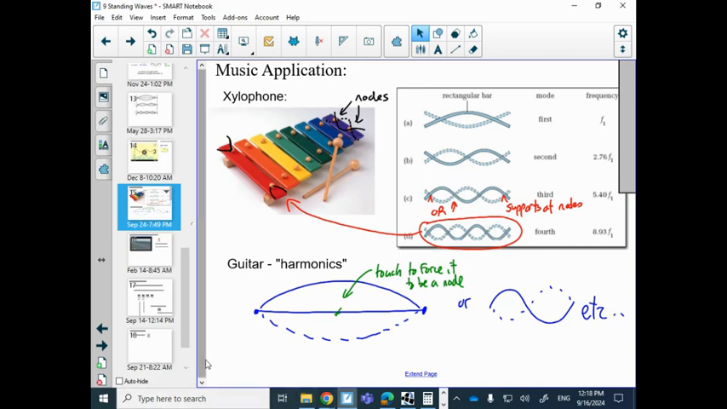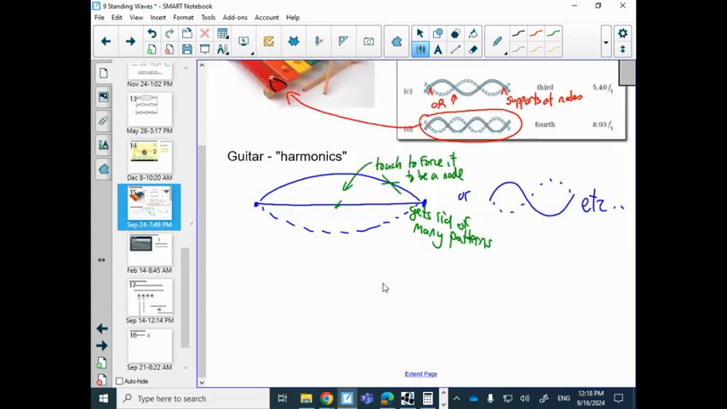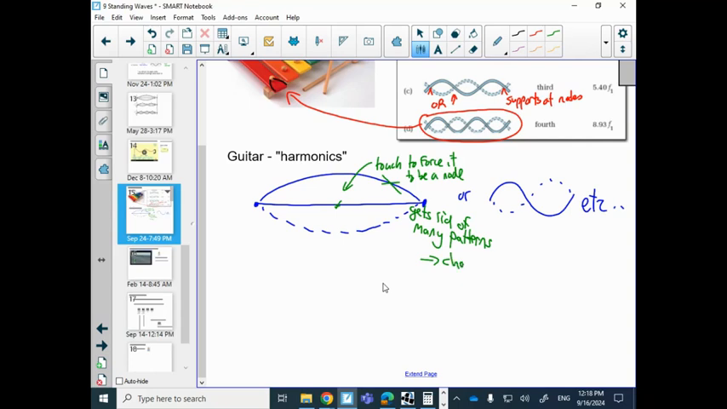Okay, so if you touch it there, it's going to force only this one. So that would get rid of this pattern. Gets rid of many patterns. And that's what changes the sound. It doesn't change the note, it changes the sound, the characteristics. So we will see more about that soon enough later in the course.